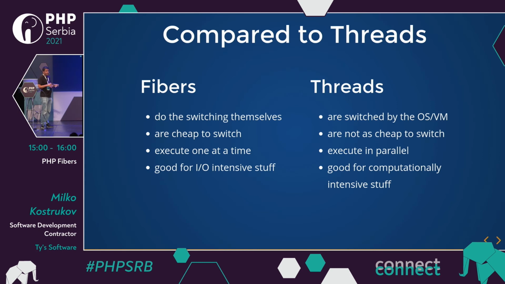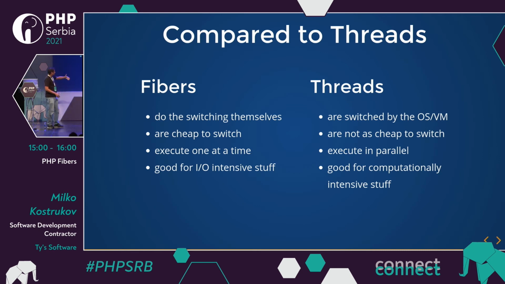They're rather cheap to switch because all you have to do is copy some memory here and there. And they execute one at a time. That means because they're in a single thread, you cannot have multiple fibers running at the same time. You can suspend a fiber and run another fiber, but they're not running in parallel. And they're good for input and output intensive stuff. Why? Because when you're doing input and output, you're doing a lot of switching.